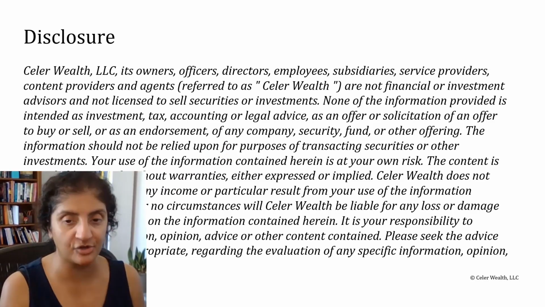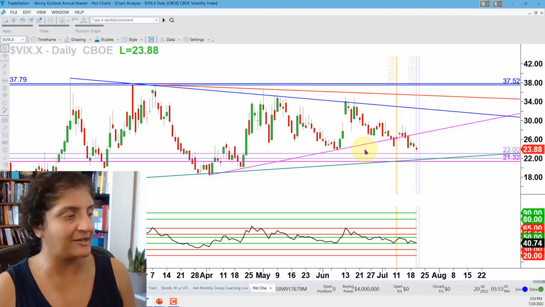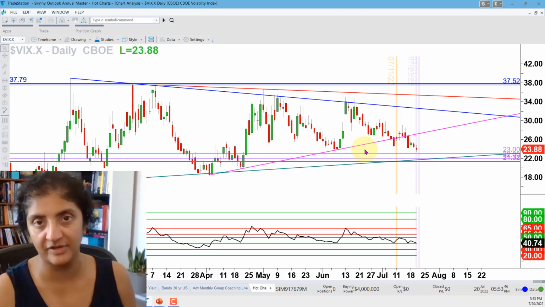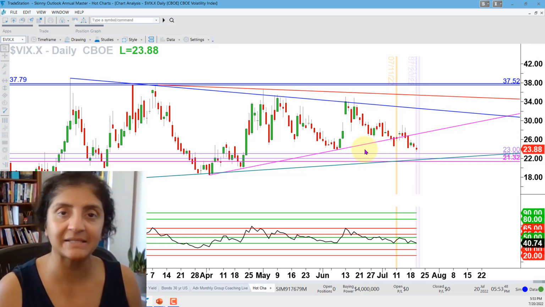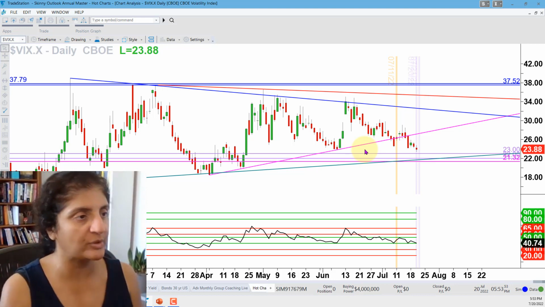So we're going to go right to the charts. This is my chart of the VIX at the moment, and this is a daily chart that is kind of picking up on the analysis the last time I covered the VIX. And you can find that in my playlist that I have specifically on the VIX. Now, take a look. We are trading below this rising pink trend line.